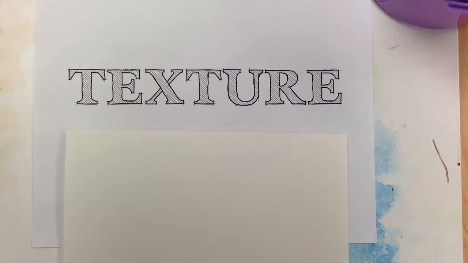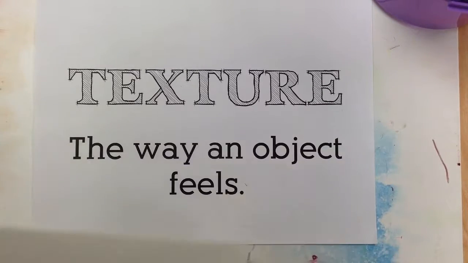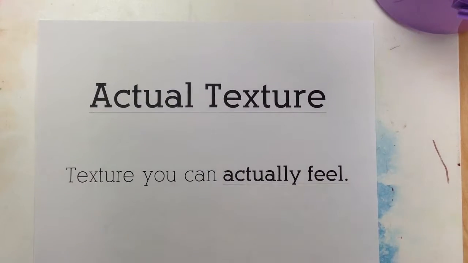Hi everyone. In this video we are going to be talking about texture. Texture is the way an object feels. So everything you touch has some kind of texture to it, and there are two types of textures. In this video we are going to be exploring actual texture. Texture that you can actually feel when you touch it.